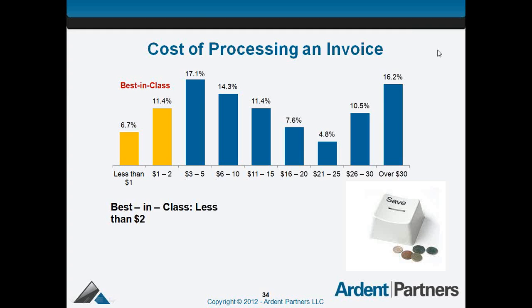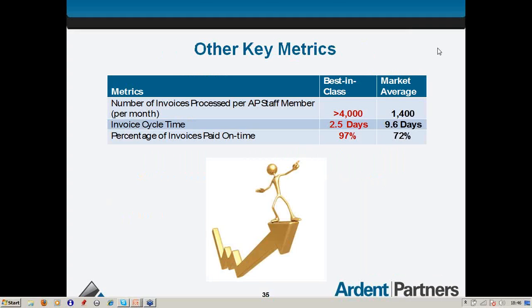If we look at an annualized basis, their average cost of processing invoices would be over $2 million. Whereas if you look at a best-in-class company, it's around $250,000 or $240,000. So a very compelling reason to improve processes and gain that efficiency.